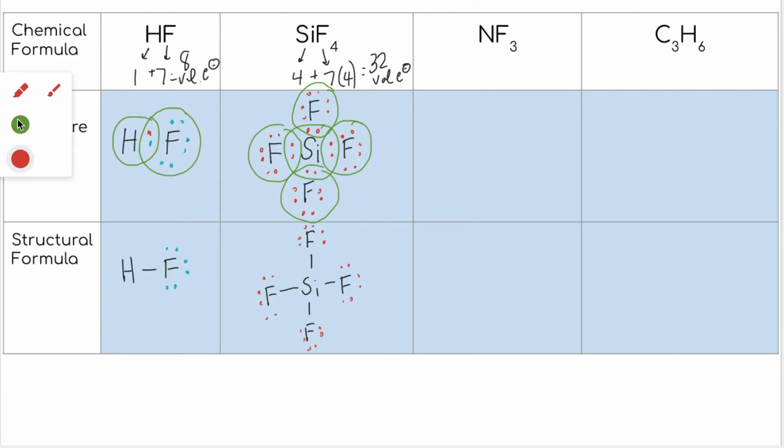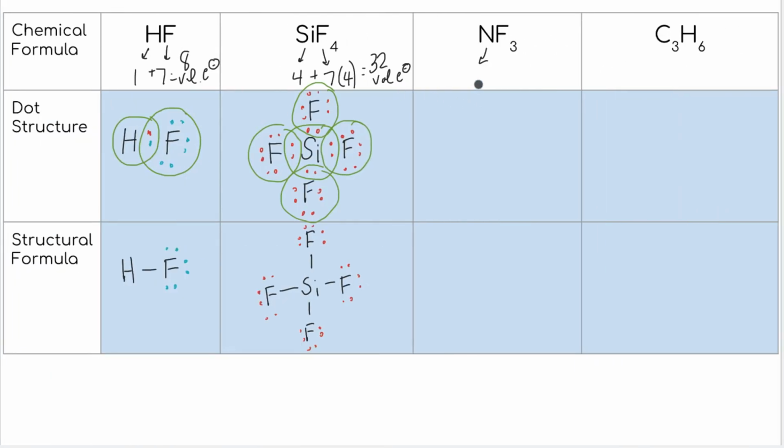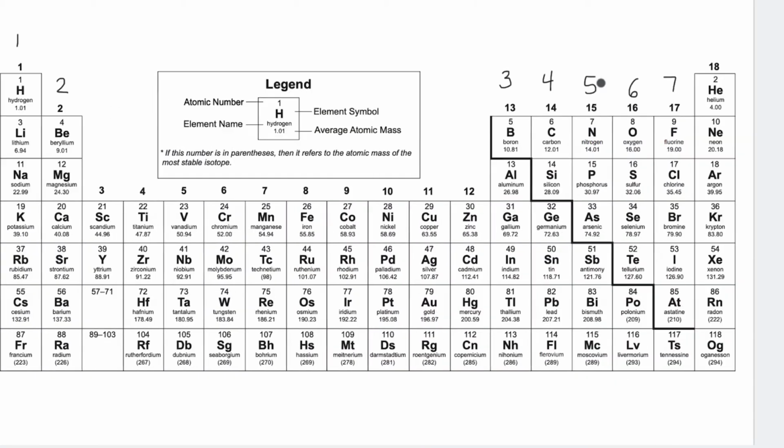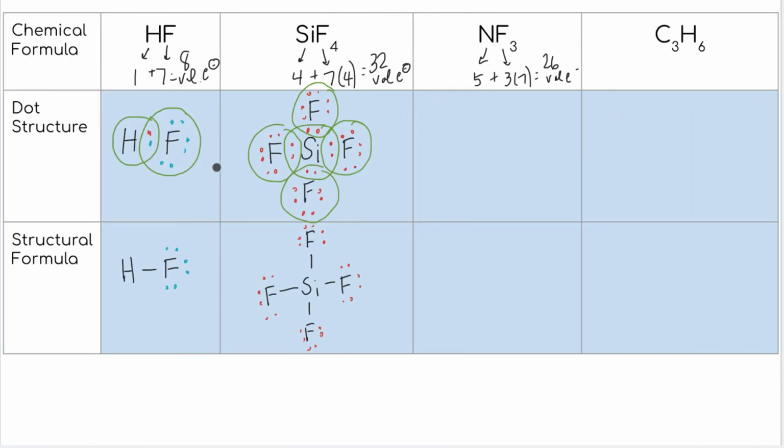For the third example, we have nitrogen trifluoride. We're going to take a look at the periodic table. Nitrogen has 5 valence electrons, and fluorine again has 7. So we're going to do 5 plus 3 times 7, which will give us 26 valence electrons. Nitrogen is going to be less electronegative than fluorine. Nitrogen's also the lone atom in this molecule, so we know we're going to put nitrogen in the center, and we're going to put 3 fluorines around it.